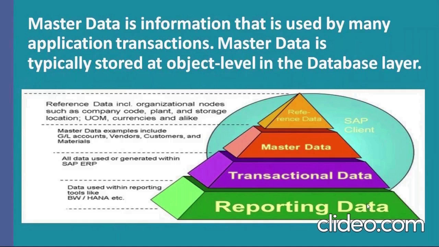Then you have transactional data. Transactional data means where you have a sales order created or a purchase order created, etc. As far as MDG is concerned, we don't deal with the transactional data directly. And then you have reporting data. Reporting data means your data analytics information. So basically, MDG directly or indirectly touches those different types of data.